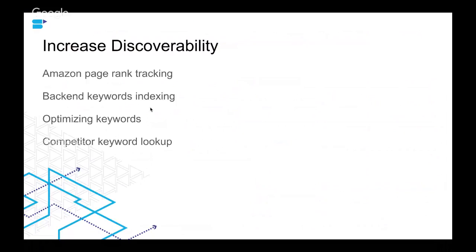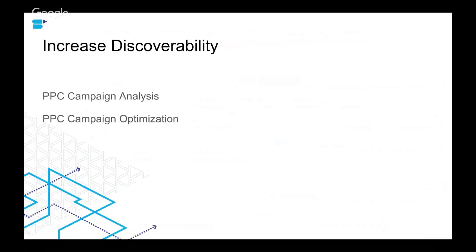So once you know where you rank for your keywords, the second thing would be to check the keywords themselves. What is the search volume of the keywords that you have already used in your listing? Are there better keywords to use? And you can also check your competitor listings for good keywords. And then lastly, we'll be talking about the PPC campaigns: how to analyze PPC campaigns and how to optimize them.